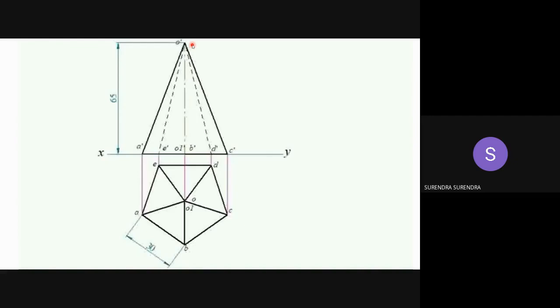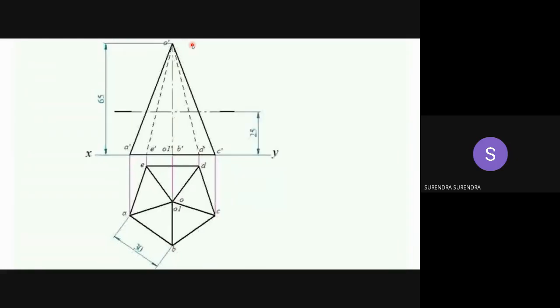Now coming to the section plane. The section plane is perpendicular to the vertical plane and parallel to the ground. The condition is given as the cutting plane is perpendicular to the vertical plane. When the cutting plane is perpendicular to the vertical plane, we can see it as a line in the front view, and in the top view a complete plane surface. So since it appears as a line in the front view, we'll first draw it as a line in the front view in the given position.